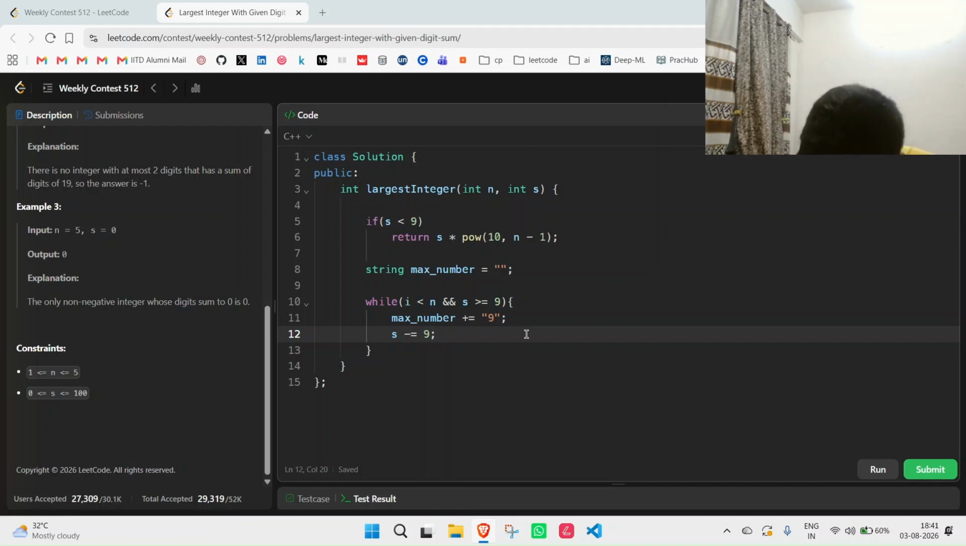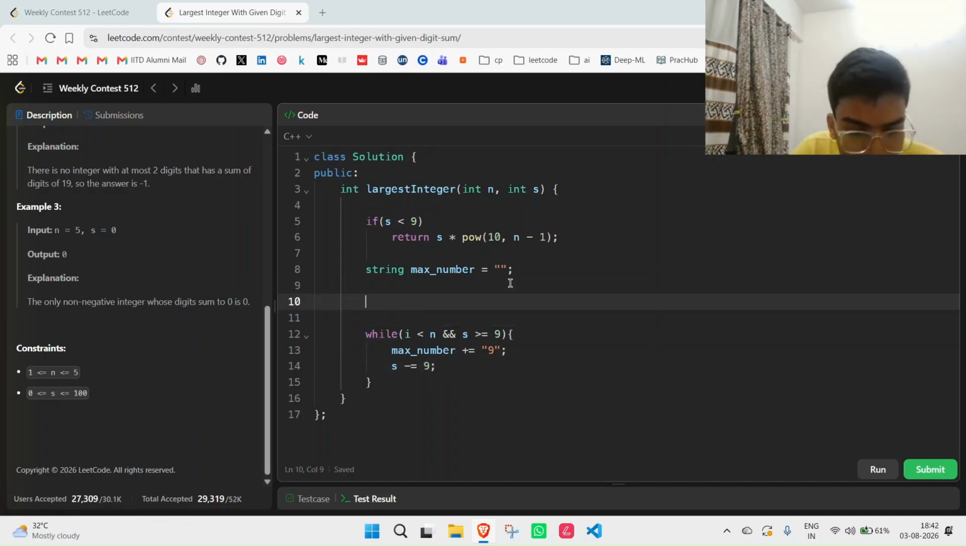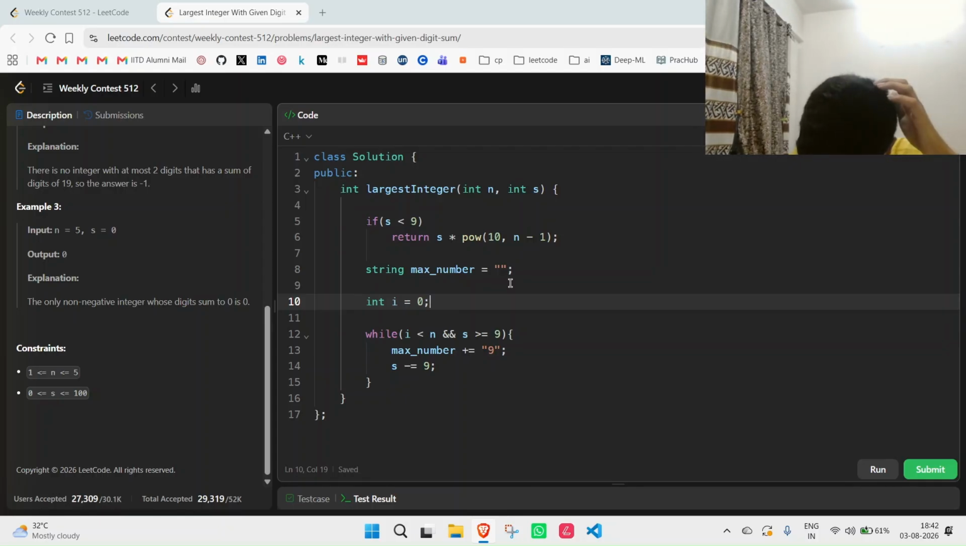For example, S is 17 and N is, suppose, 5. You have to declare I also, int I equal to 0, and it's 5. Then append a 9 here. S is 17, right? It will be 9 here, and S will be divided by 9. 17 minus 9 is 8. Then you have to place all zeros.